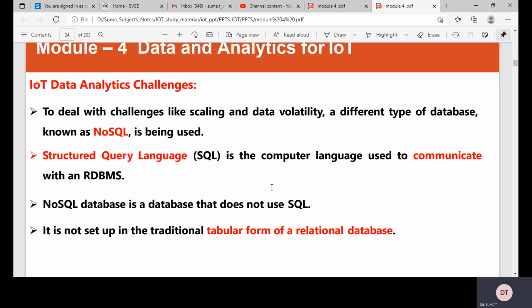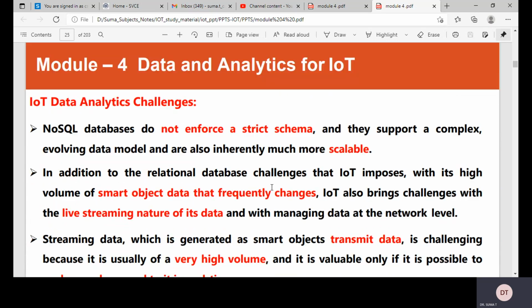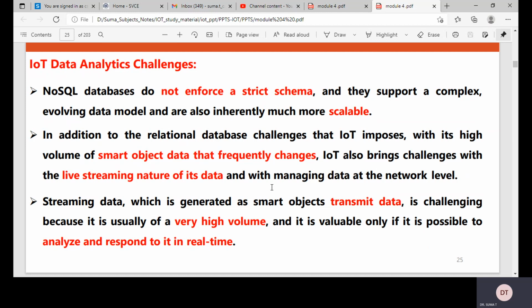In addition to the challenges that IoT imposes on RDBMS with the high volume of smart object data that is frequently changing, IoT also brings challenges with the live streaming nature of its data and with managing data at the network level. The streaming data is something we are going to study.